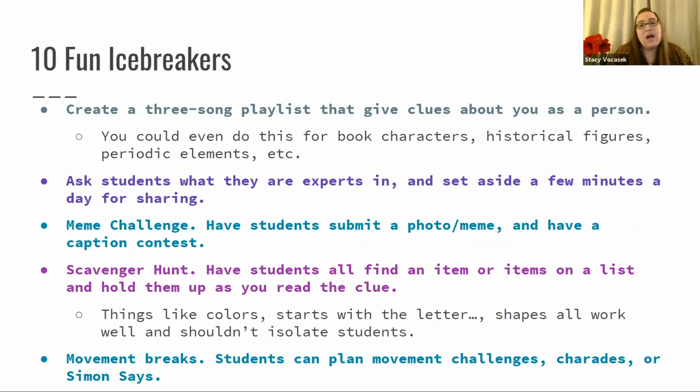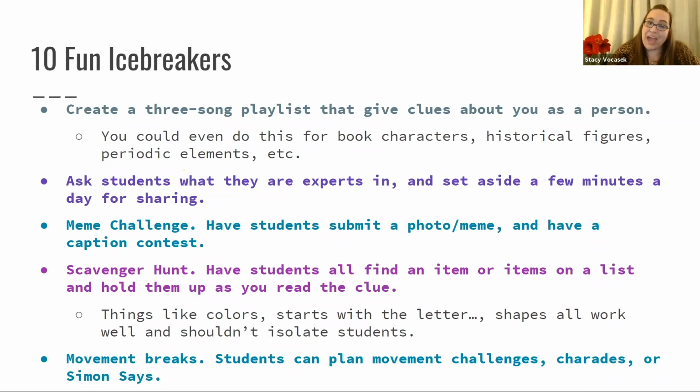creating a 3-song playlist could give clues about you as a person, your favorite songs or songs that are meaningful to you. And again, this could be an activity for your content, book characters, historical figures, even a periodic element, like on the periodic table. Ask students what they think they're experts in, and then set aside a few minutes for sharing. So if one of your students is like, I am an expert at embroidery or making peanut butter and jelly sandwiches, give them some time to share that with everybody and show them what they're excited about.